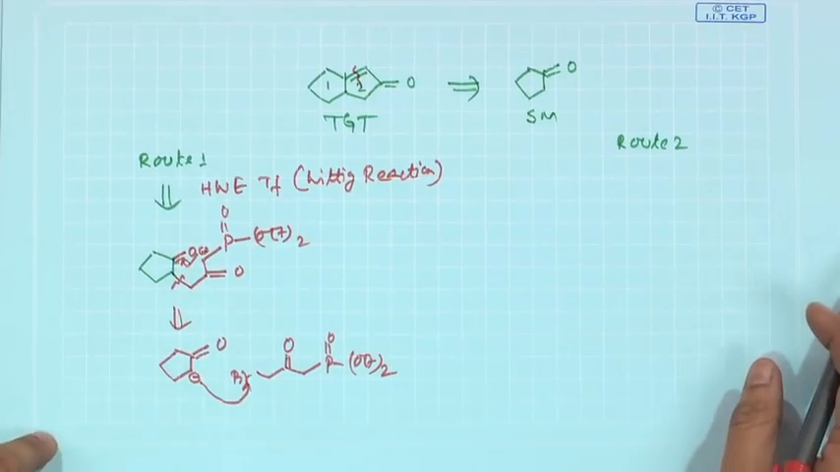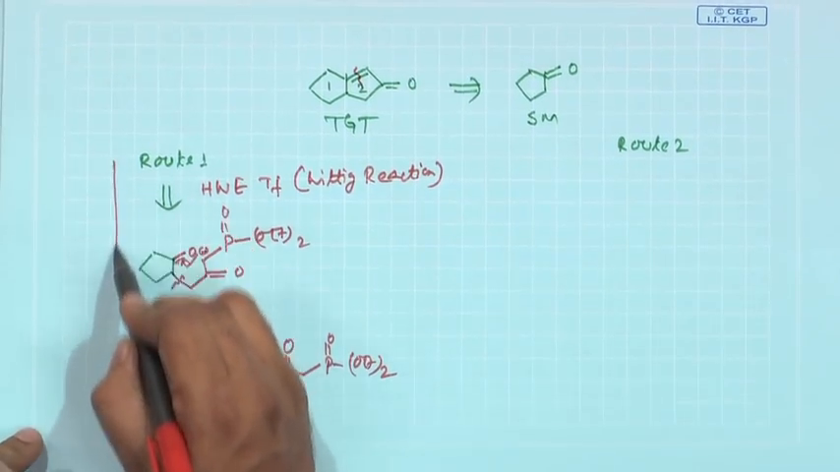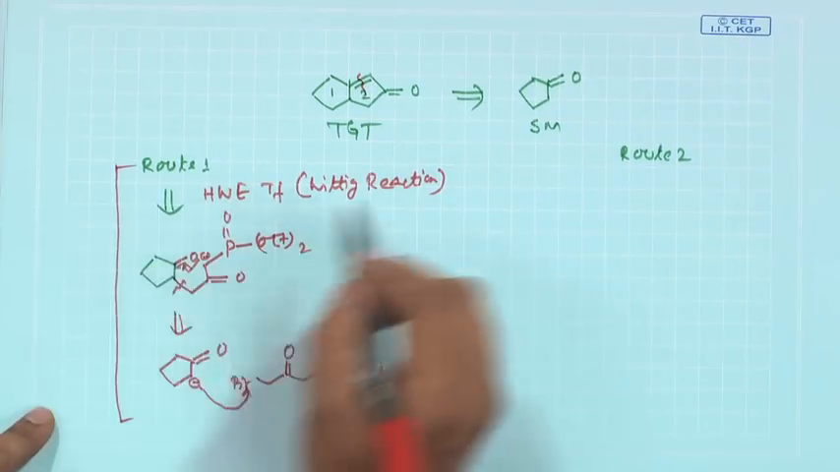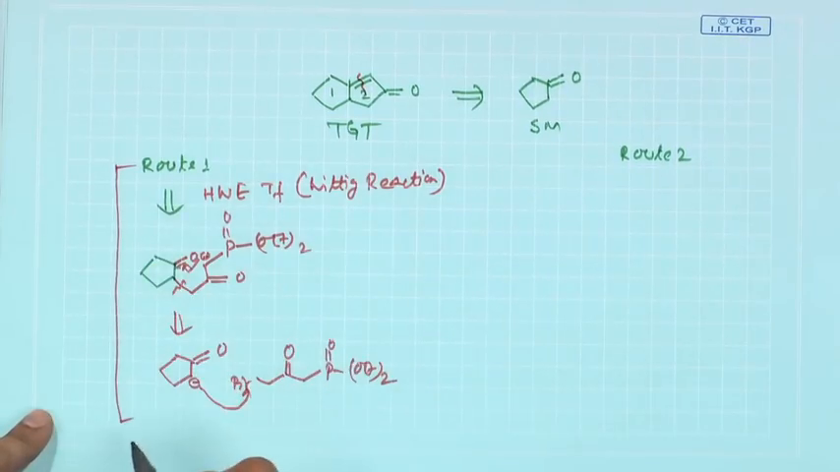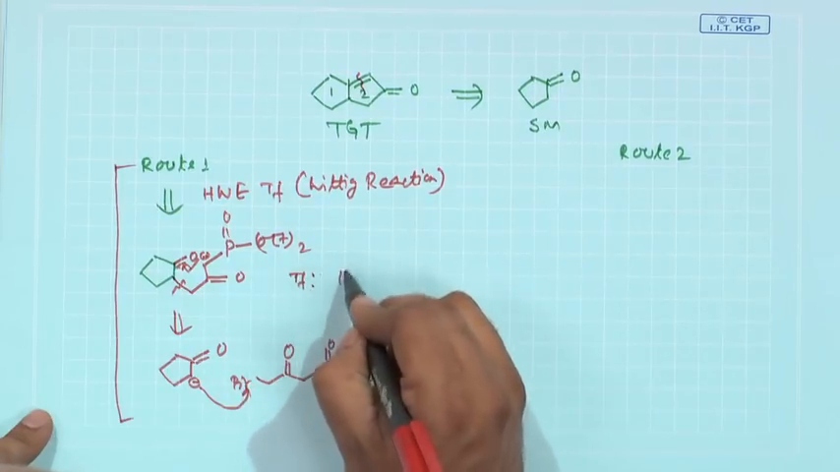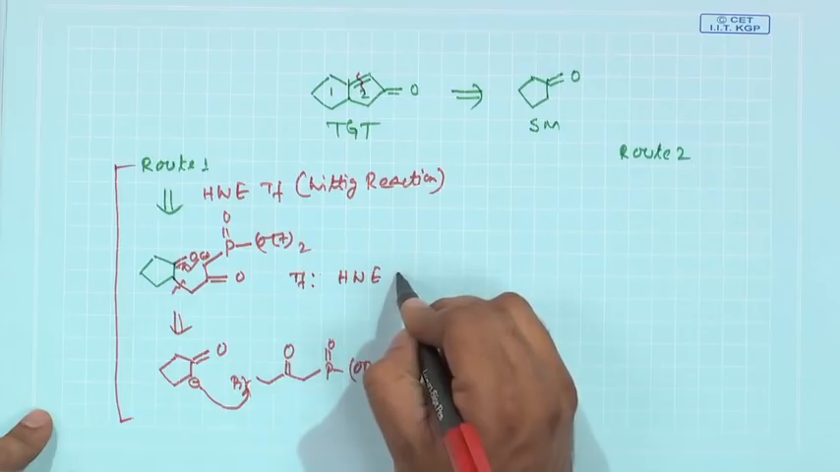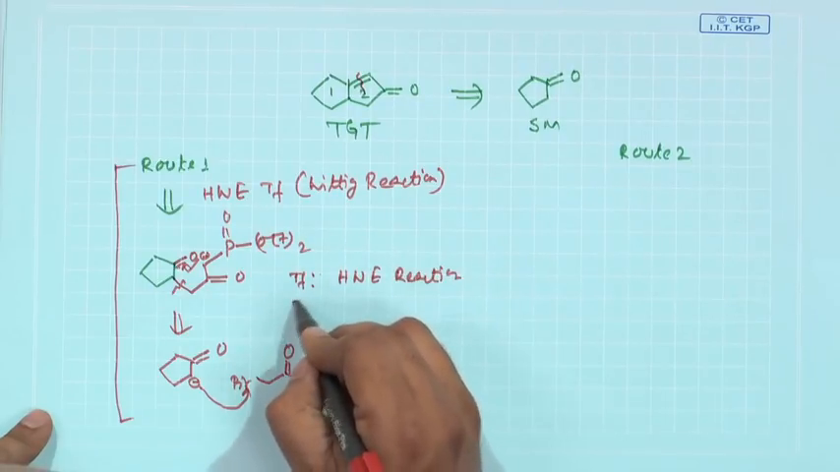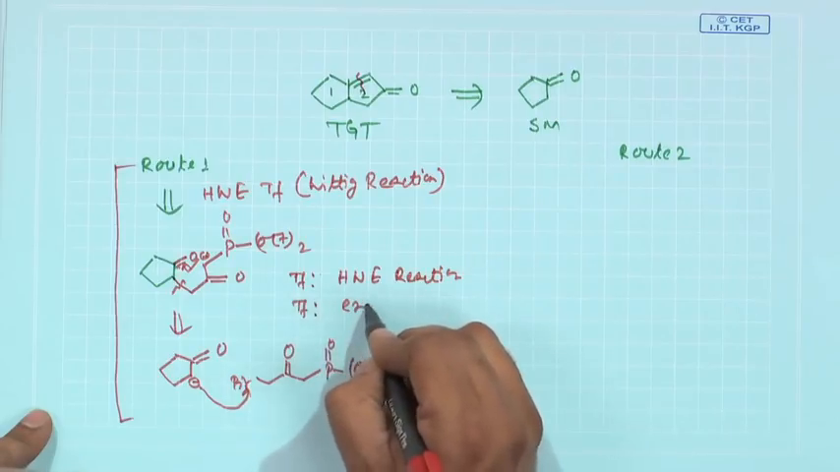Now, route 1, I say, if you do not know the intramolecular Horner-Wadsworth reaction, it will be a little bit difficult. Two transformations we have used. What are those transformations? What did we use? The Horner-Wadsworth-Emmons reaction, and transformation 2 is enolate alkylation.